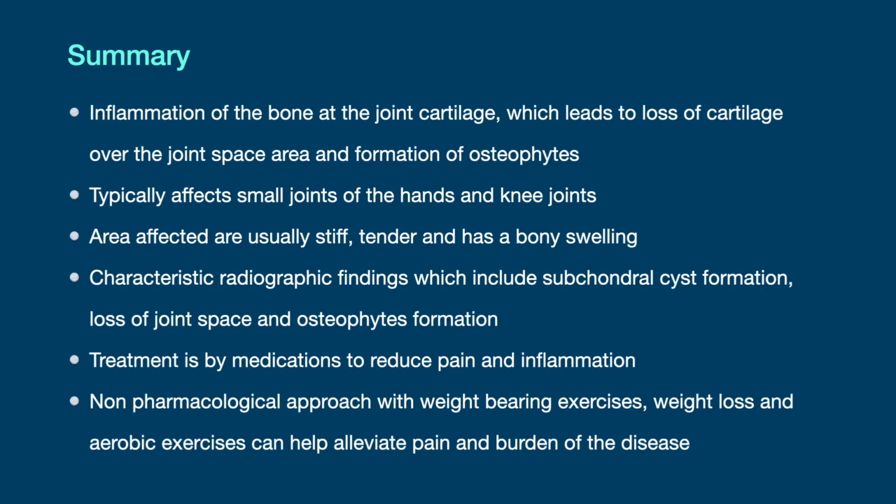Let's summarize. Osteoarthritis is the inflammation of the bone at the joint cartilage, which leads to loss of cartilage over the joint space area and formation of osteophytes. Typically, this affects small joints of the hands and knees. Areas affected are usually stiff, tender, and have a bony swelling.